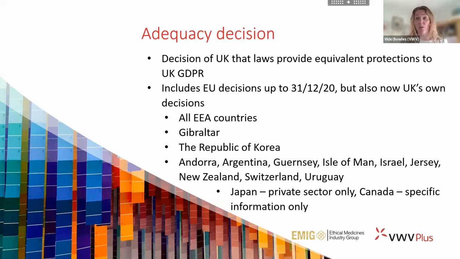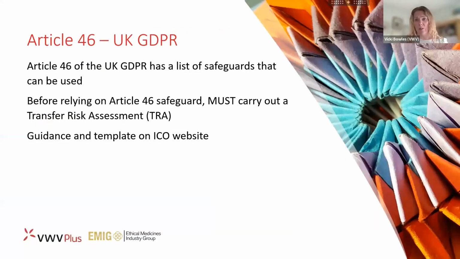So in Japan, it's only if you are transferring private sector information to a private sector organisation. In Canada, it's information that's covered by their equivalent of data protection law, which only applies to essentially commercial organisations. But if you are transferring information to Canada, then you need to check whether that organisation is subject to their privacy laws. If they are, it's covered by the adequacy decision. If they're not, then you need to put additional safeguards in place. So if you're transferring to any of those countries, that's your safeguard, and you don't have to do anything else.